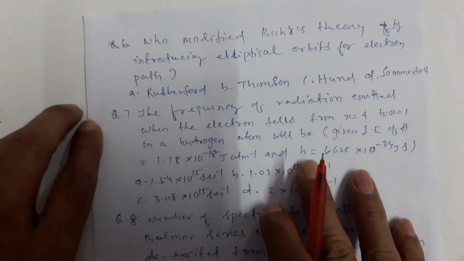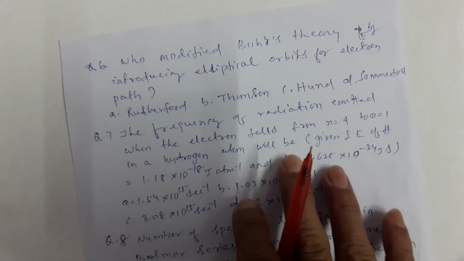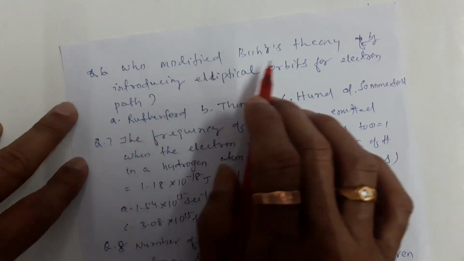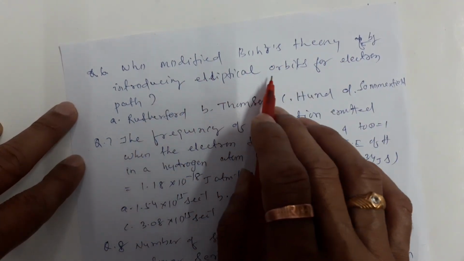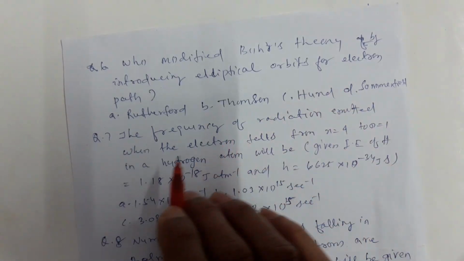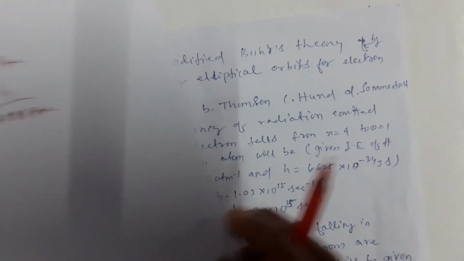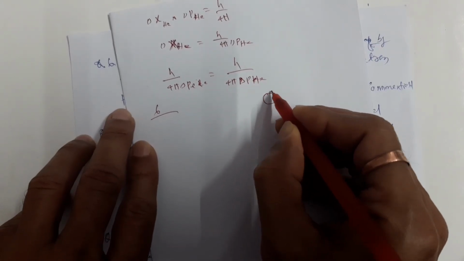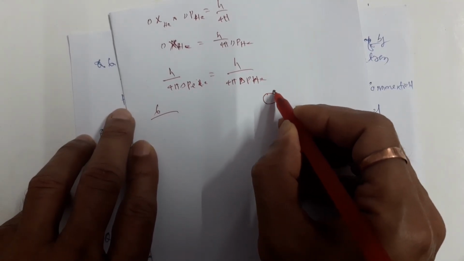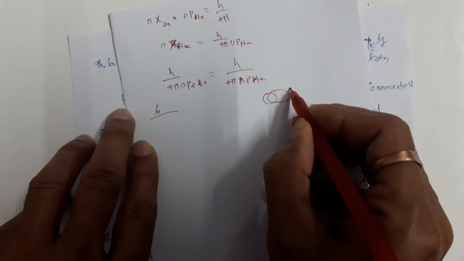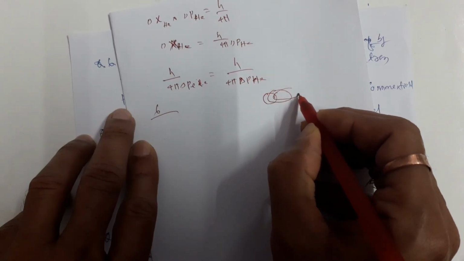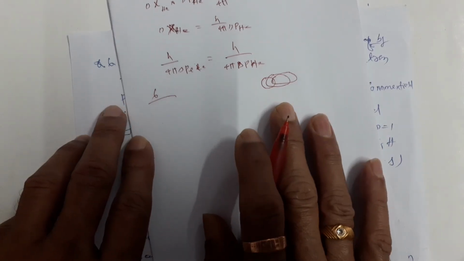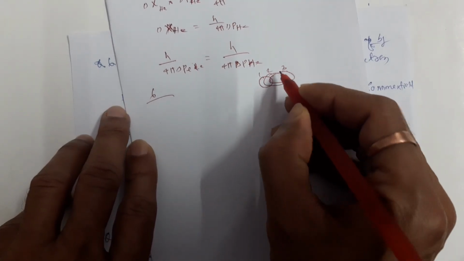Okay, students. Next question, question number 6. Who modified Bohr's theory by introducing elliptical orbits for the electron path? The elliptical path is like this: first shell, then the second shell, then the third. So these are elliptical orbits. This is first, second, third.